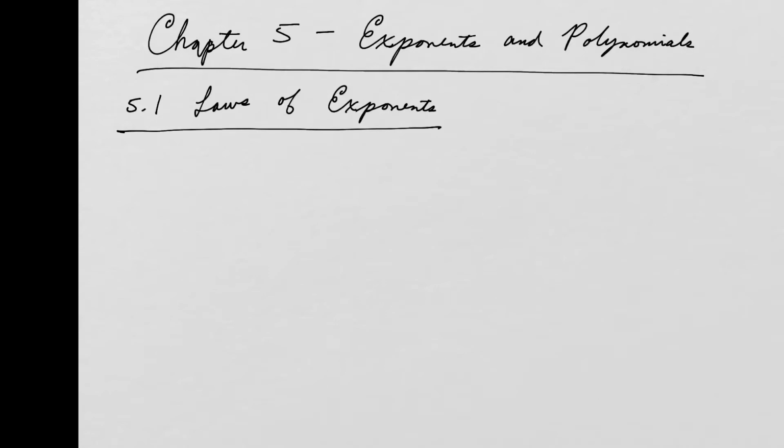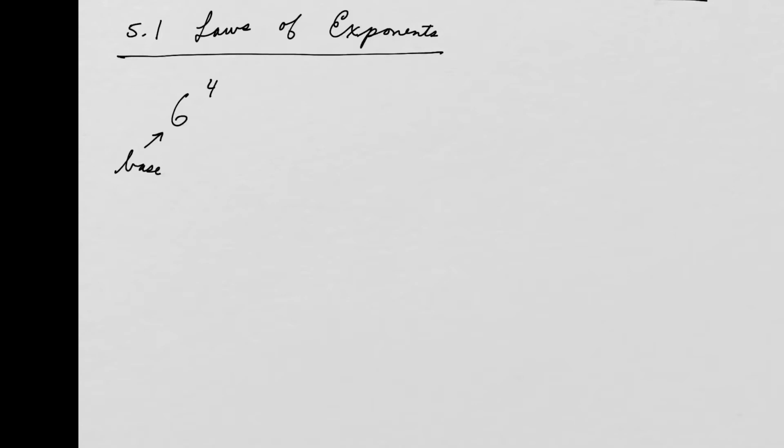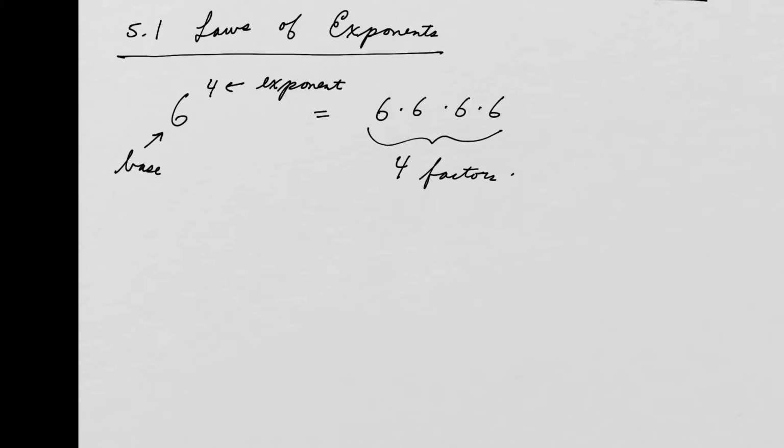So if I have a power, right? If I have, say, 6 raised to the 4th power, the 6 here is called the base, and the 4 is the exponent. And we know what this means, right? This means 6 times 6 times 6 times 6, right? There's 4 factors of 6. I multiply 6 4 times, right?